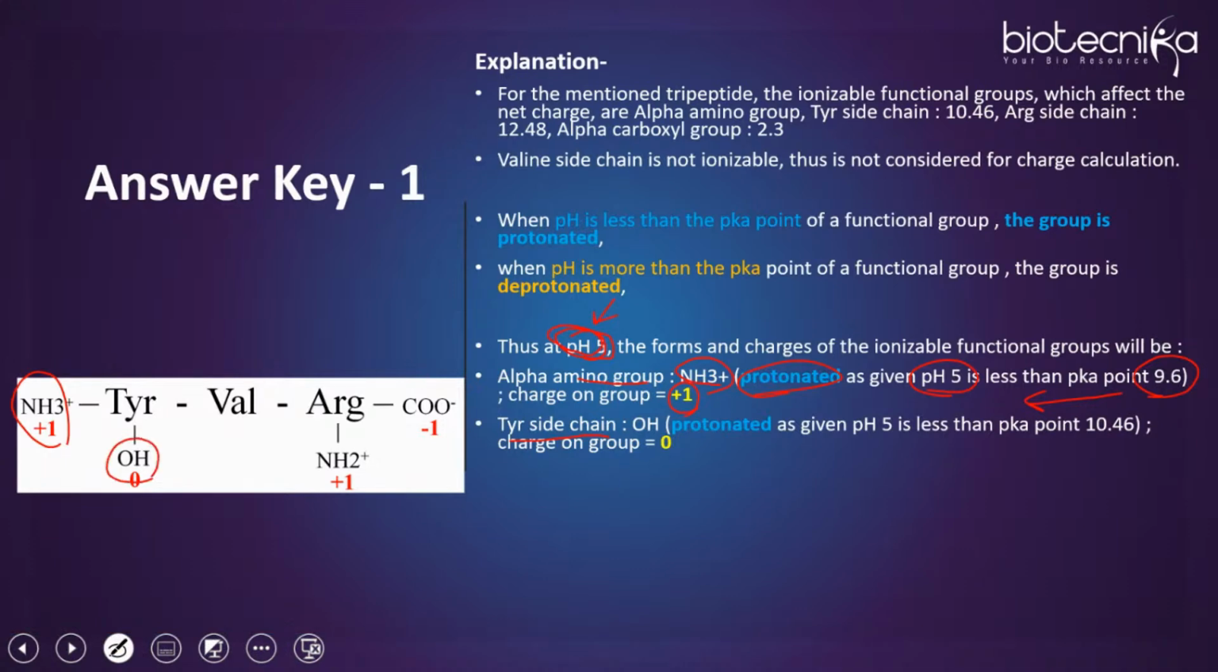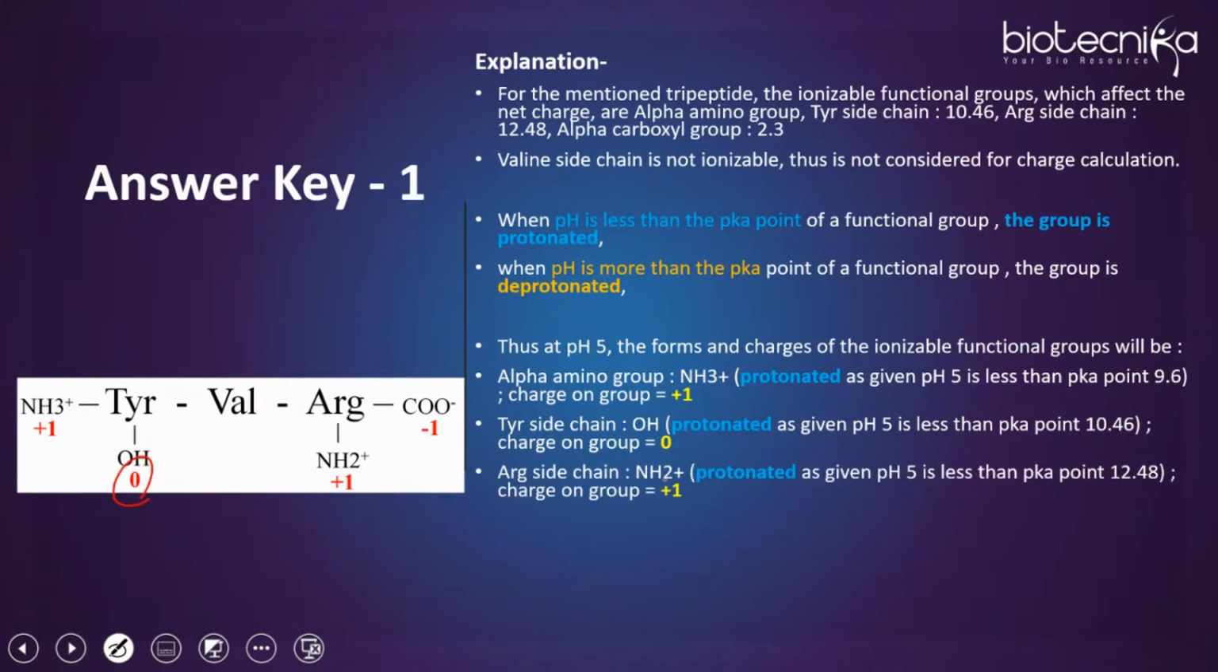Tyrosine, that is the OH group. What is the pK point? 10.46. And what is the pH they have asked for? pH 5. Again, it is less than the pK point. So what will be the form of it? Again, protonated. So it will exist in the form OH only, for which the charge will be 0.